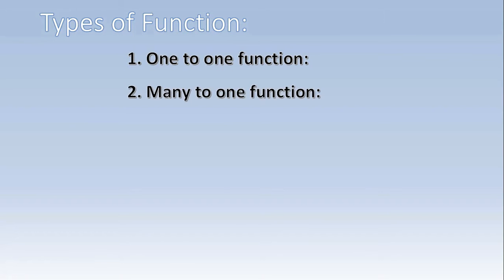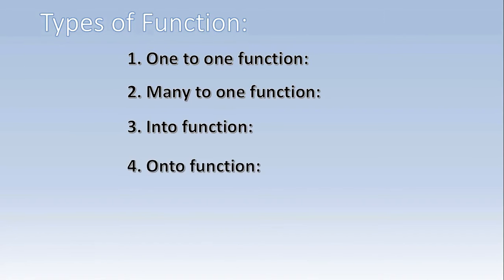Types of function. Basically we have heard about different types of function like quadratic function, trigonometric function and so on. But while talking about the relation from two or more sets, we have 4 types of function. There are one-to-one function, many-to-one function, into function and onto function. Let's know what kind of functions these are.